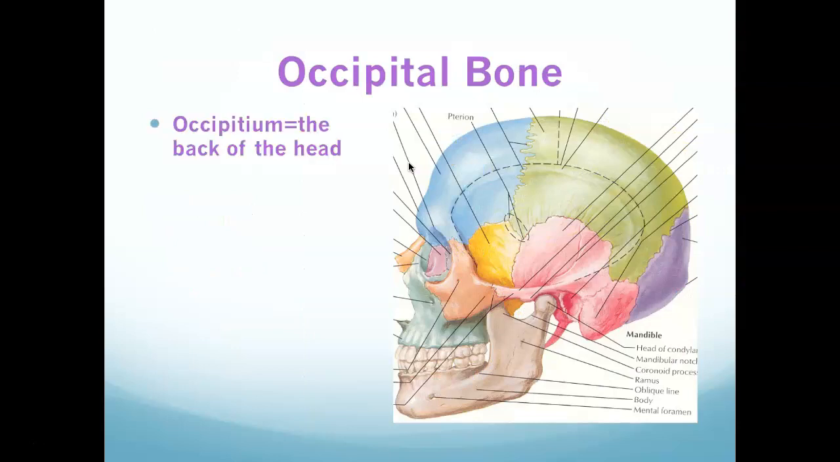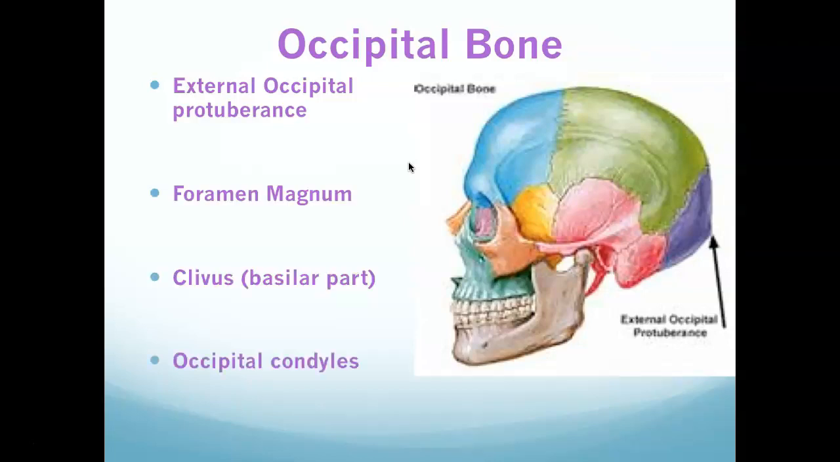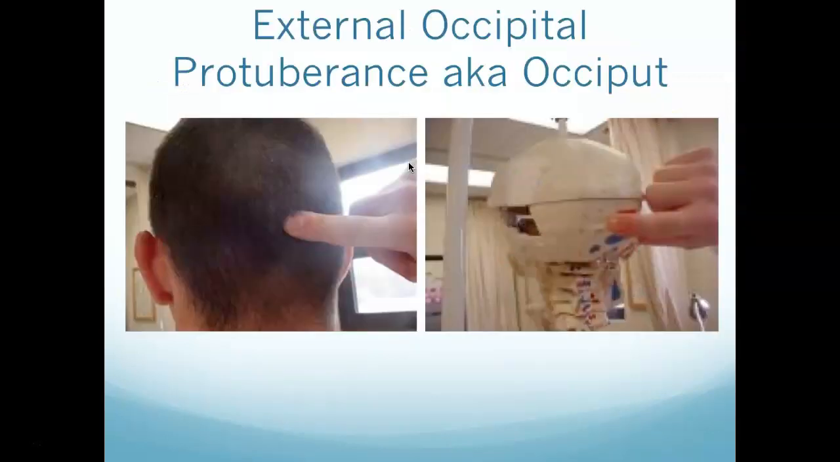Next we have our occipital bone, and the word occipitum means the back of the head, and occipita means to begin or commence. So this is one of the first bones to begin developing as we're in the womb. And we have 4 different parts to our occipital bone: the external occipital protuberance, foramen magnum, the clivus or the basilar part, and the occipital condyles. You could see that there's a black arrow pointing to the external occipital protuberance here. It is also called the occiput.